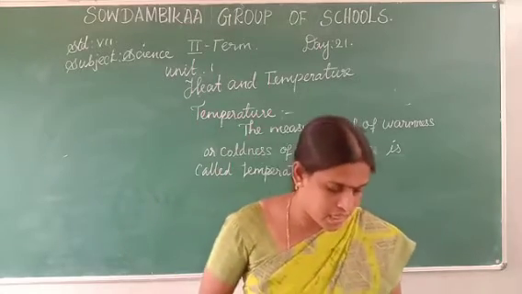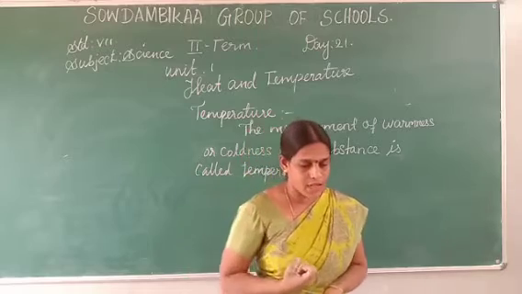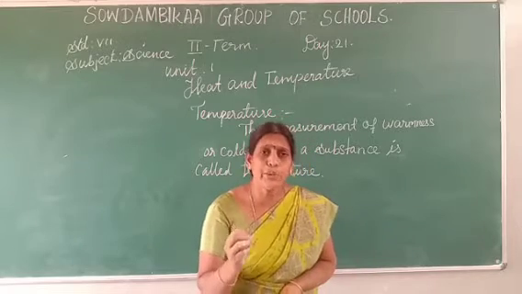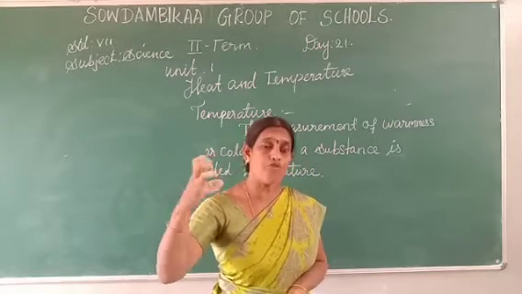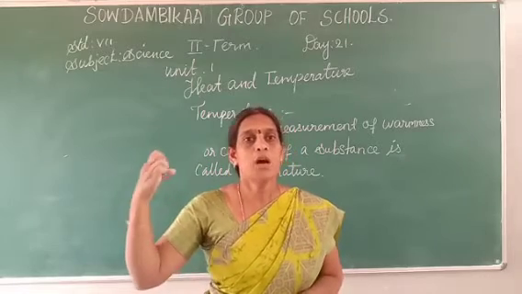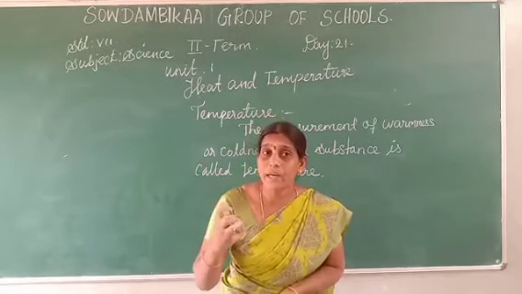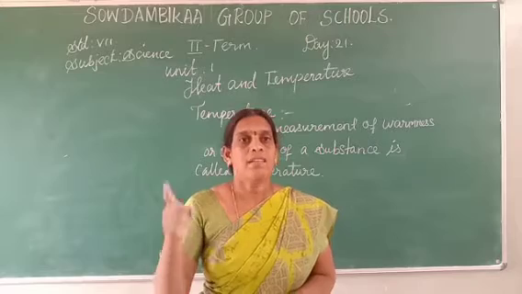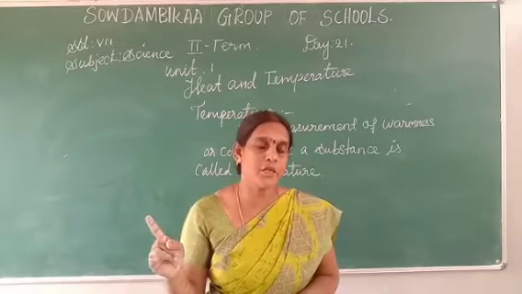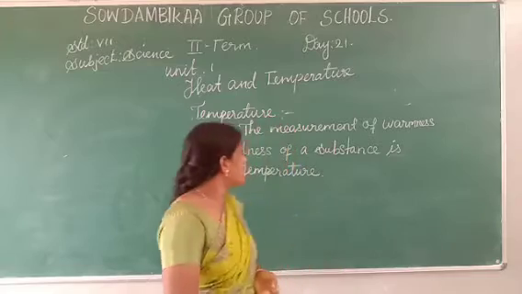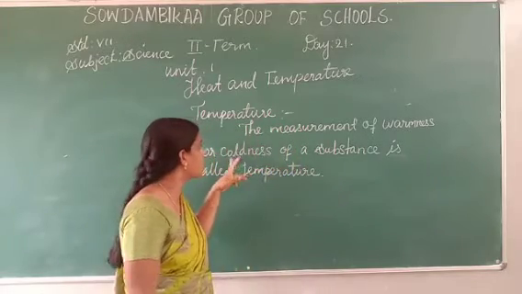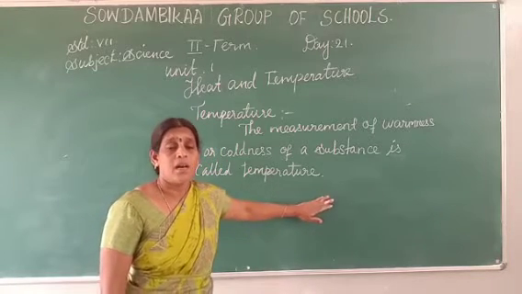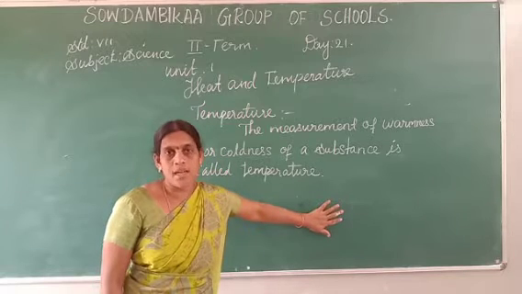Temperature is related to how fast the atoms and molecules within the object are moving. All objects are made up of atoms and molecules. How fast the atoms and molecules are moving is related to the temperature. Are all clear about what is meant by temperature? The measurement of warmness or coldness of a substance is called temperature. The average kinetic energy of the particles in an object is called temperature.